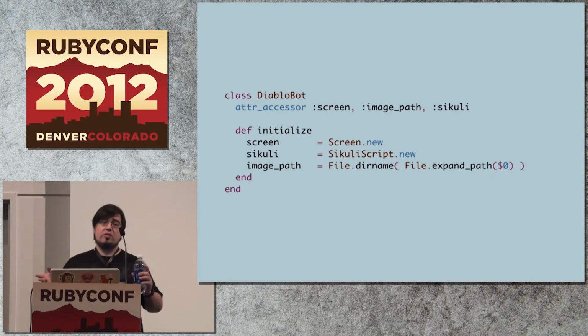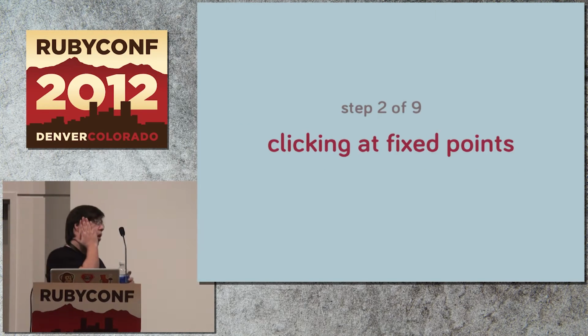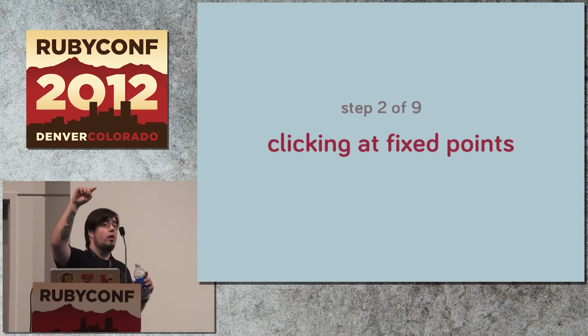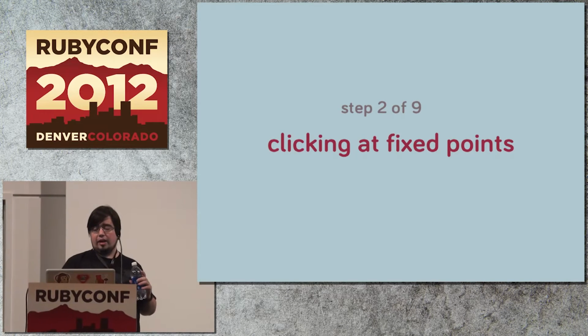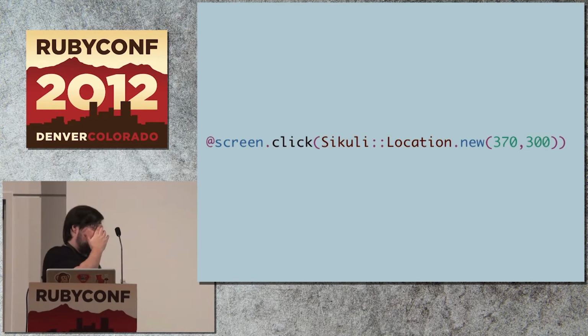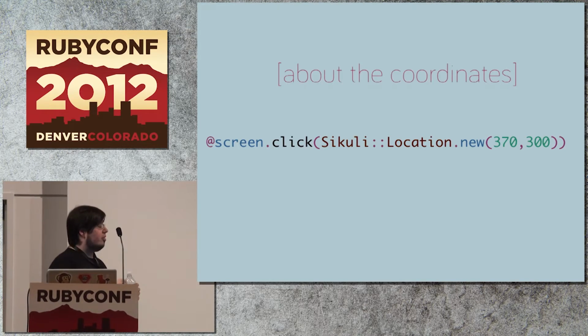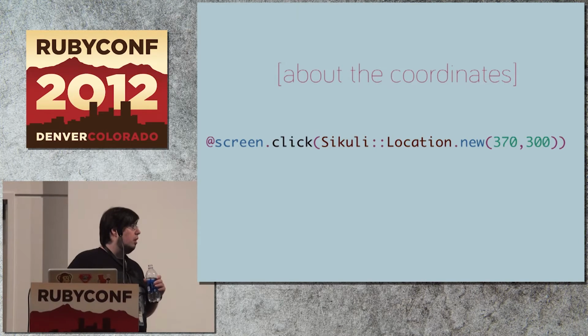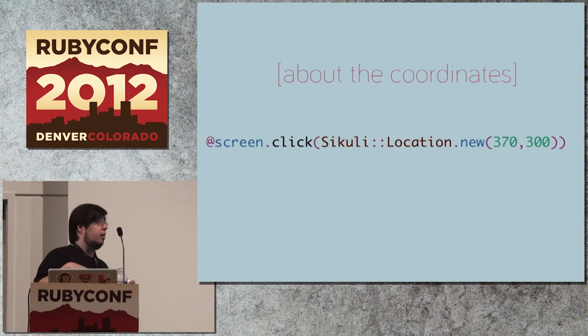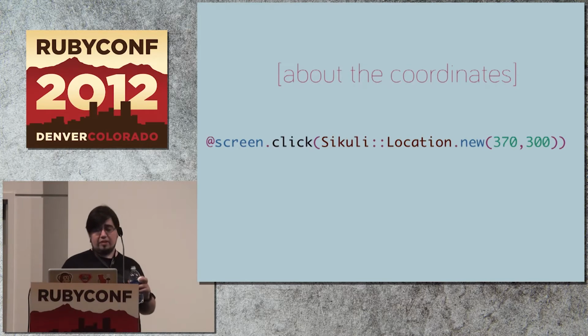But the first thing the bot needs to do is click on a fixed point, because when you click somewhere, the character is going to walk there and be guided by your mouse click. So the first way to do it is you can use the screen object there and just pass a location. And this location is an X and Y grid, where 0 is the top left of the screen, and you can just find out where you want to click by passing these fancy numbers.